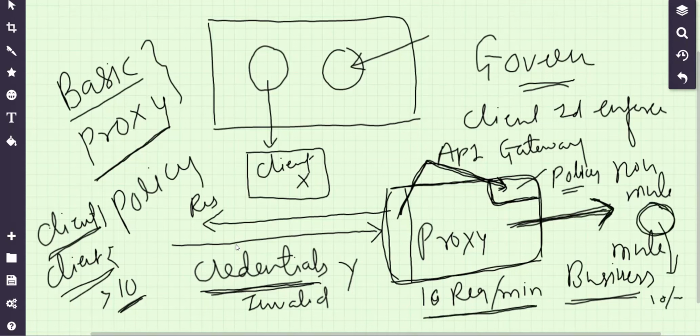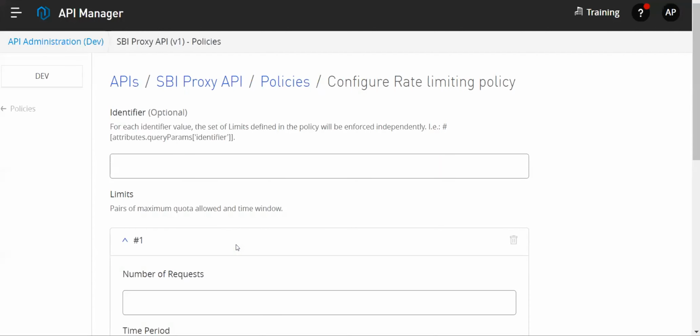My target system won't get overloaded, or in some scenarios, if I keep on sending requests, it will become unresponsive. I don't want that situation. So that's the reason I'm saying I'll allow only 10 requests per minute, so that my target system, or my entire system, will work smoothly without any issues. Clear? Yes. Let's go ahead and go down.